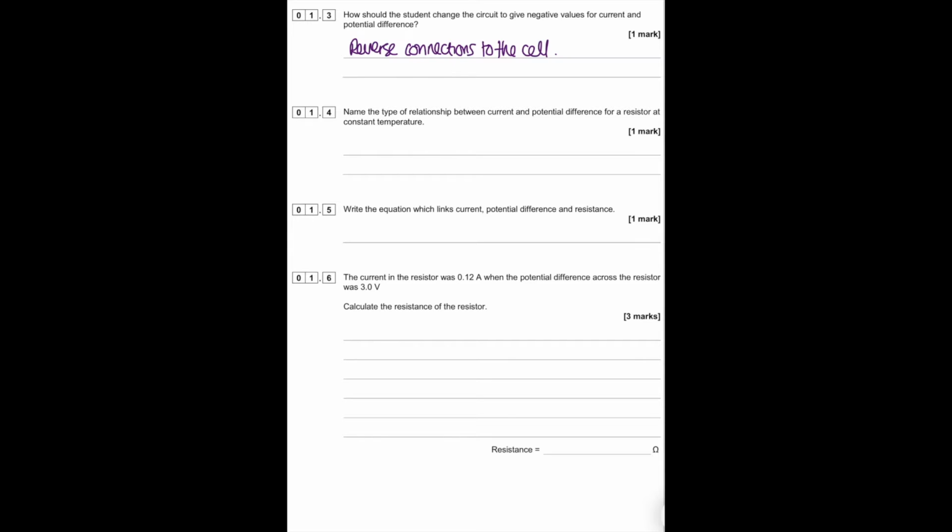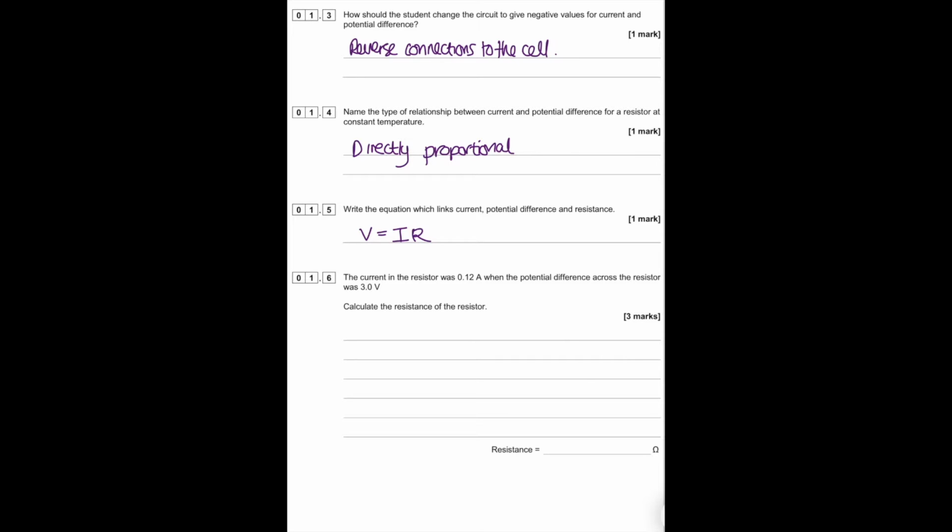Name the type of relationship between the current and potential difference for a resistance at constant temperature. So the relationship would be as one increases, the other increases, so that is directly proportional. Write the equation which links current, potential difference and resistance. So that equation is V equals IR. So that's the potential difference equals the current times the resistance.